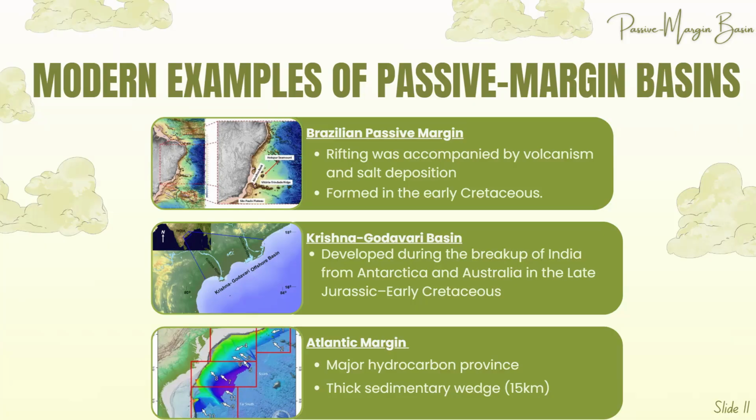India's eastern margin, Krishna Godavari Basin, which is rich in hydrocarbons. This passive margin basin formed through long-term sediment accumulation and thermal subsidence processes. Basins are crucial for oil and gas exploration as their thick sedimentary layers often contain organic-rich rocks that generate hydrocarbons, making passive margins economically significant.